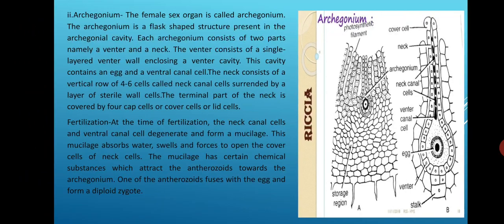Next we discuss fertilization. At the time of fertilization, the neck canal cells and ventral canal cell degenerate and form a mucilage. This mucilage absorbs water and swells and forces open the cover cells of the neck. The mucilage has certain chemical substances which attract the antherozoids towards the archegonium. One of the antherozoids fuses with the egg and forms a diploid zygote.